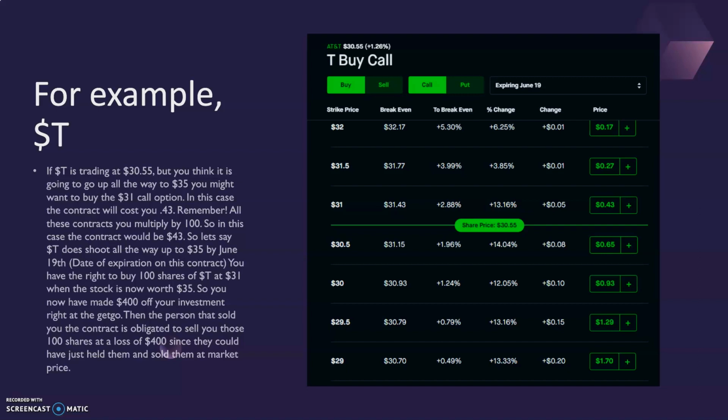So in this case, the contract is going to cost you $43. What you do is you take this 0.43 and you multiply it by 100, which represents 100 shares of the stock. And that's going to give you $43. So the entire contract on this is going to cost you $43.